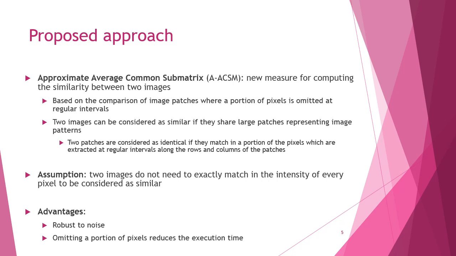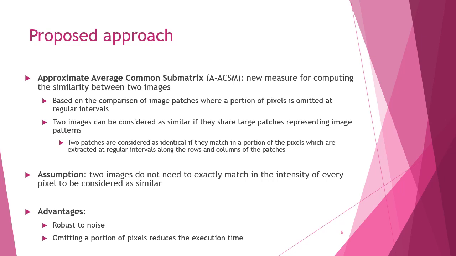So, what is the proposed approach? It is called Approximate Average Common Submatrix, which is a new measure for computing the similarity between two images. It is based on the comparison of image patches where a portion of pixels is omitted at regular intervals. So, two images can be considered as similar if they share large patches representing image patterns.